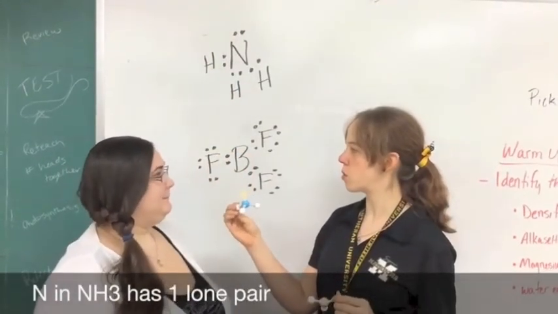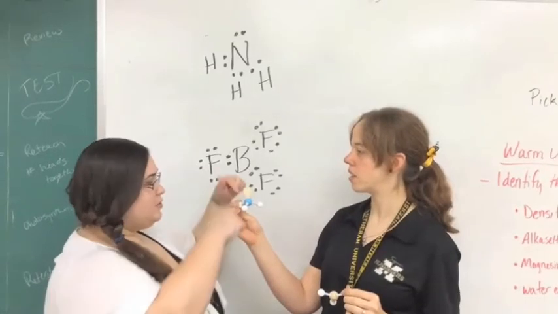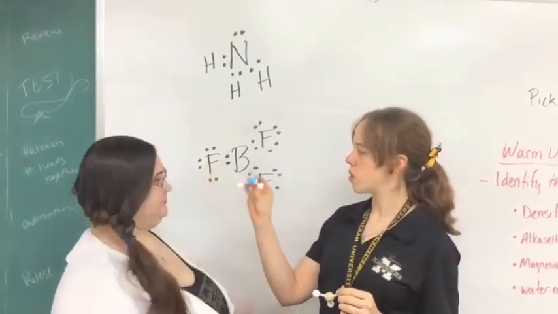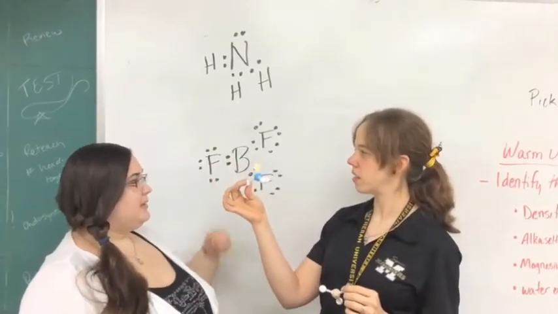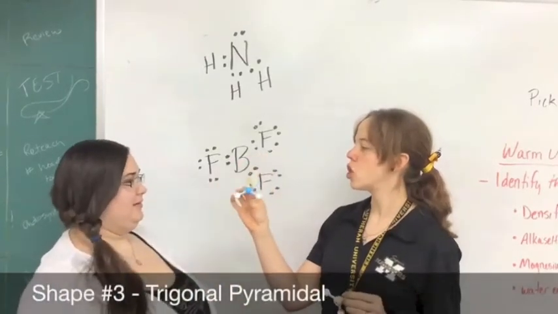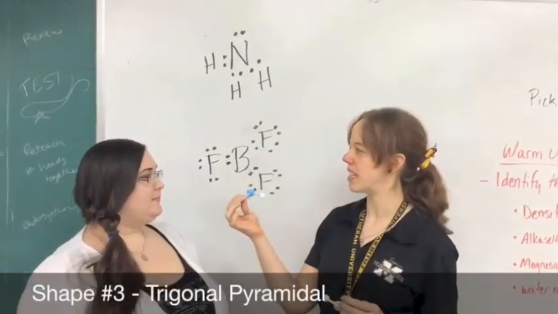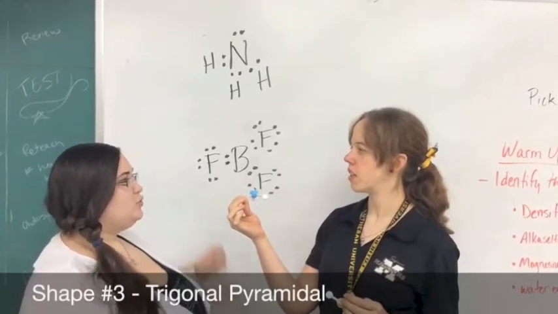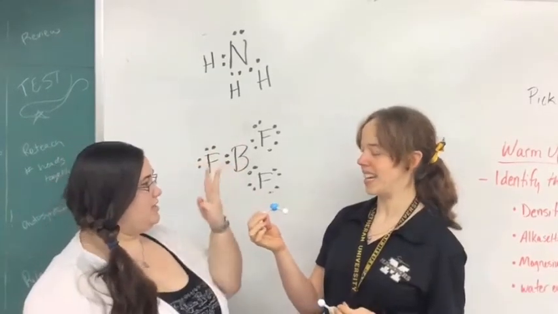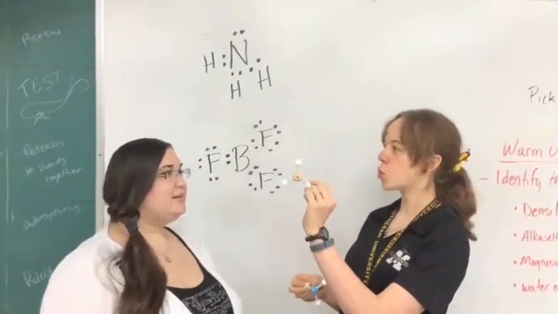And so what does that do to all of our atoms that are bonded? It pushes them down. And so what kind of shape does this make? It's like a pyramid. It's trigonal pyramidal. What does it mean that it's trigonal? Tri, 3.